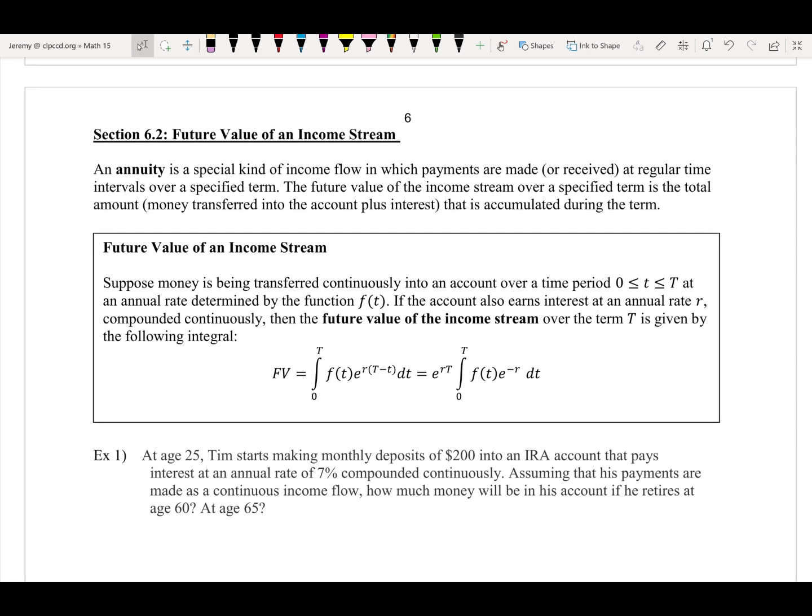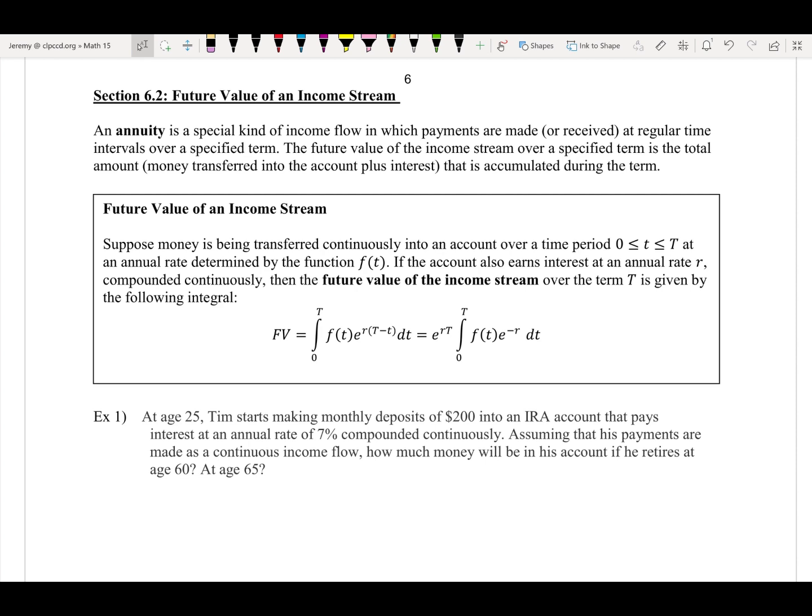So let's start off with an annuity, just defining this. An annuity is a special type of income flow in which payments are made or received at regular time intervals over a specified term. Okay, so maybe you've been putting away money, or you have an actual annuity which is provided by an insurance company where you put away a certain amount of money per month, and then in retirement, say at age 65, you start withdrawing and you're going to have regular payments coming your way, which you can live off of. All right, the future value of an income stream over a specified term is the total amount, that's the money transferred into an account plus interest that is accumulated during the term.